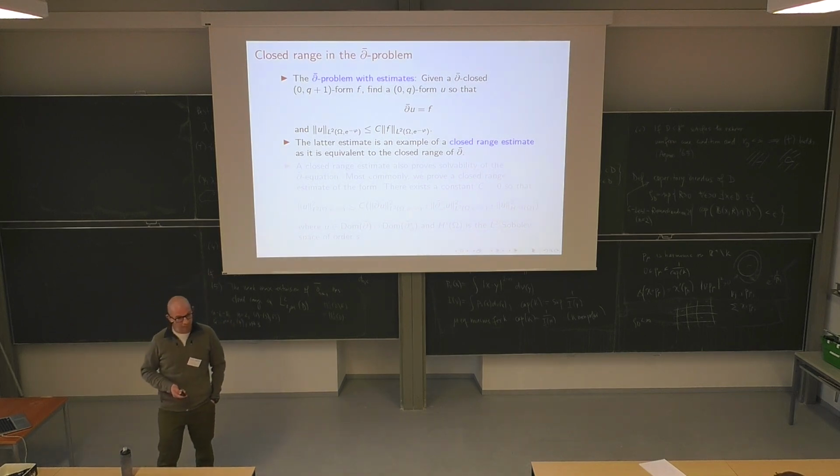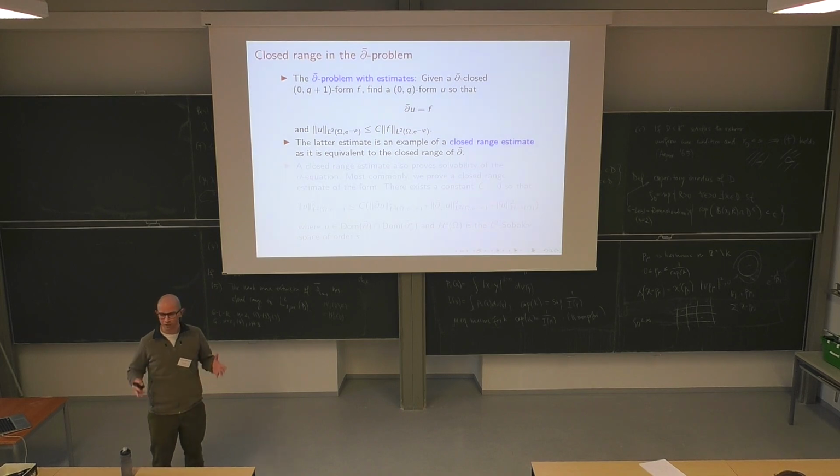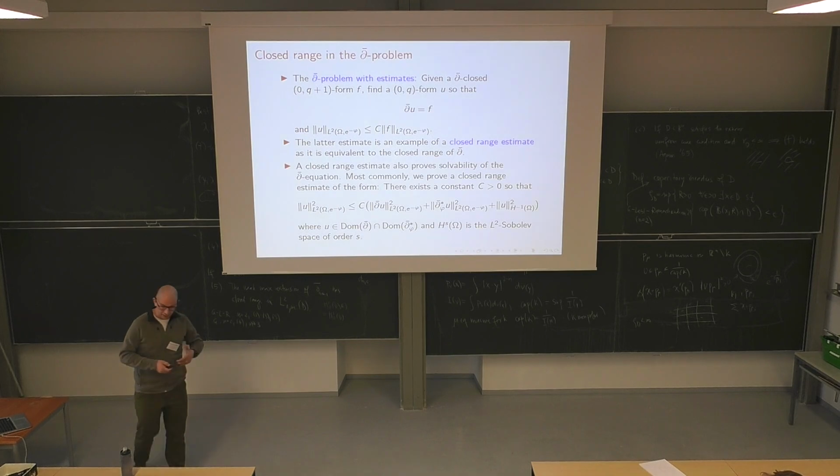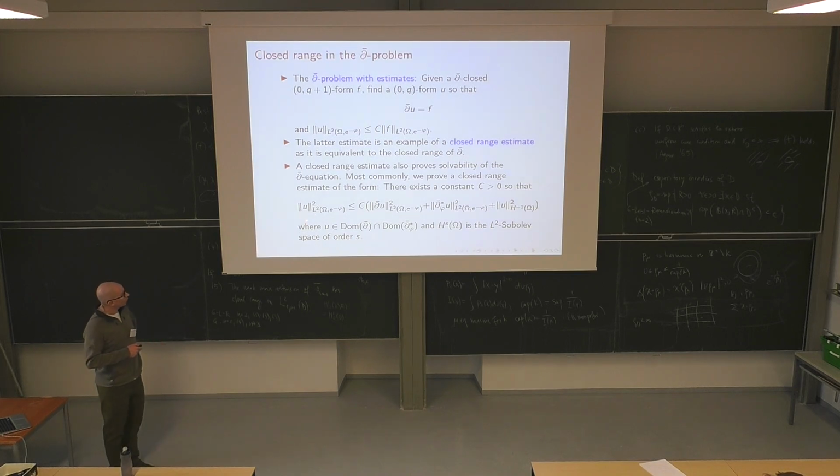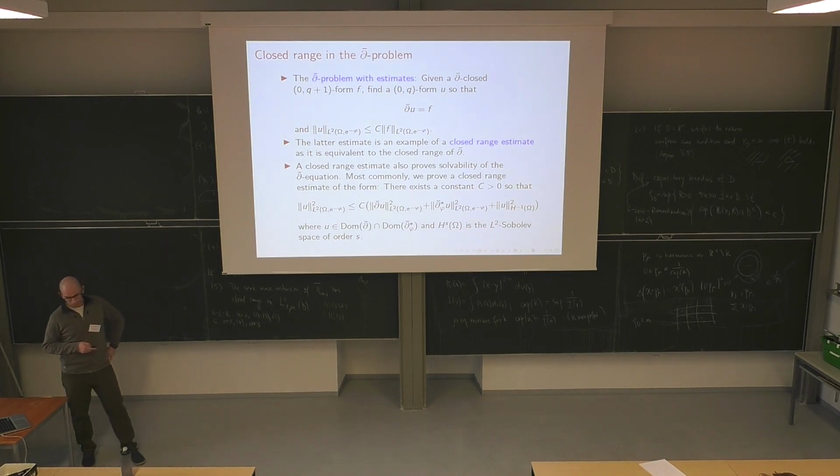I think calling something a closed range estimate is a somewhat generic term. The kind of closed range estimate that shows up most often in L2 theory is of this form, where u is in the domain of d-bar and d-bar star, and H^s is the L2 Sobolev space of order s. All right.